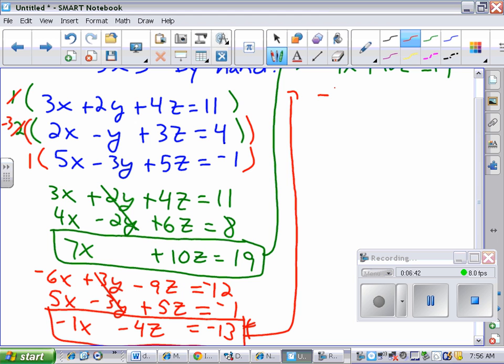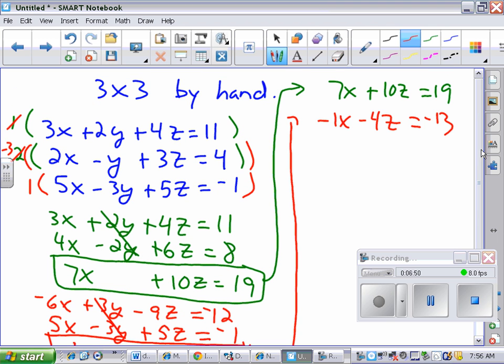Negative 1x minus 4z equals negative 13. So all that work I've done right there gets me to where we were in sections 3.1 and 3.2. Now I have a 2x2 system. I just ignore all this for now. I pretend I'm starting a brand new problem, that one.